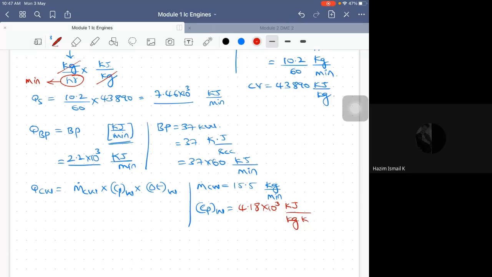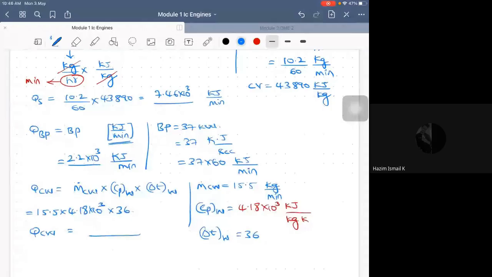Now, next is delta T of water. Temperature rise of water is being given. I think it is 36 degrees. Now, just substitute all of that. All are in favorable units for us: 15.5 into 4.18 into 10 to the power of 3 cross 36. Whatever we get would automatically be in kilojoules per minute. What is the value?